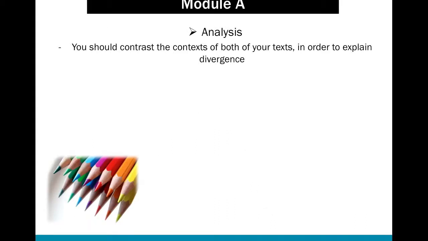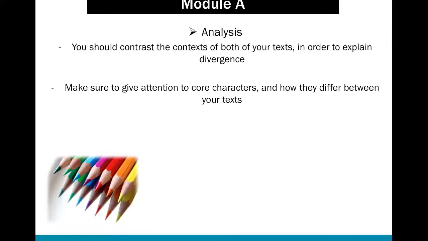For Module A's analysis, you should contrast the context of both of your texts in order to explain the divergence between them. So, my text A represents this theme in this certain way because of this context, whereas in text B, the context is different, and therefore the theme is represented in a different way. You should also make sure to give attention to your core characters and how they differ between your texts. For example, in the texts I studied, Looking for Richard and Richard III, you look at the protagonist, Richard, and how he's shown in different lights according to the contexts of both composers.